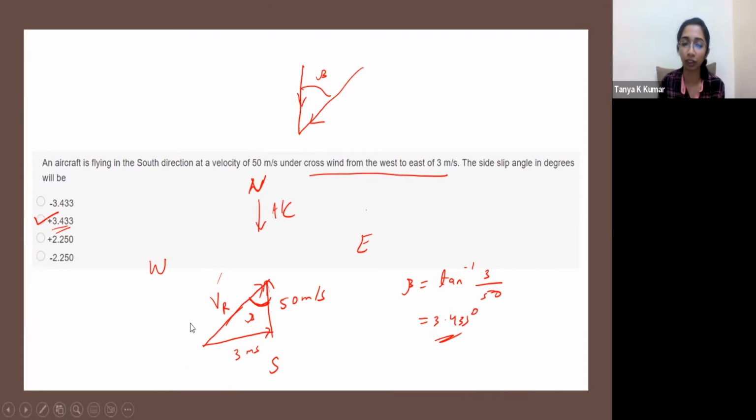You just have to check if your resultant velocity is towards the right of the forward motion. Forward motion is in this direction, and this is towards the right of that. You can just rotate this image and see, this is positive, we know. Just rotate it, it comes similar to this. Okay, I'm moving ahead.